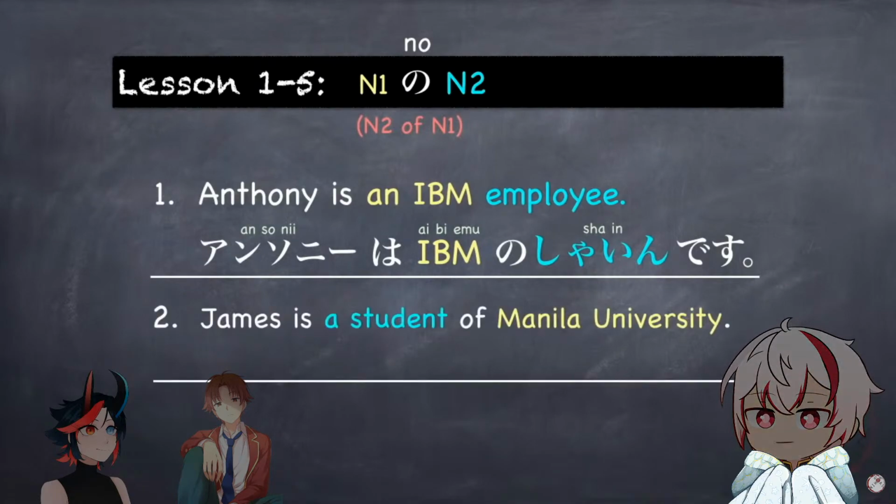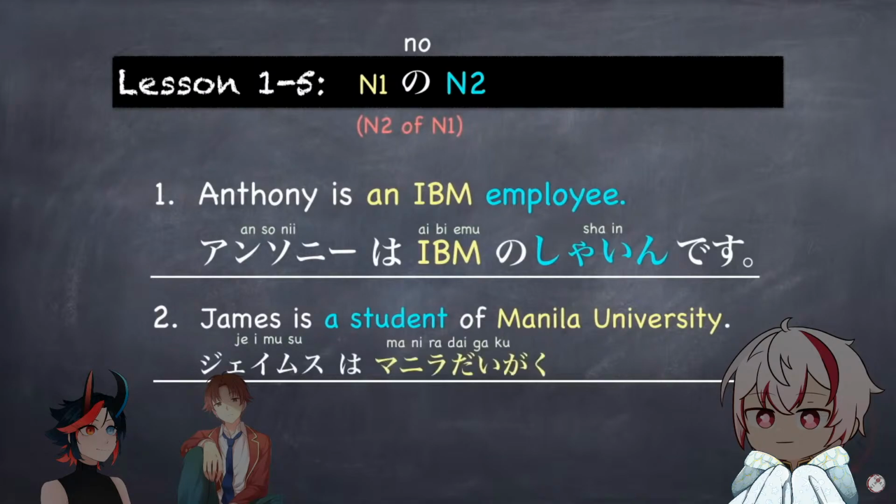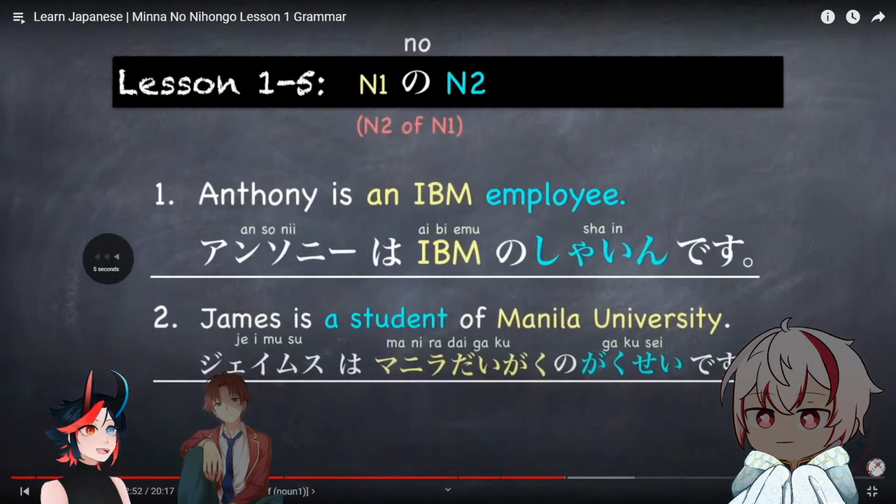Another example is, James is a student of Manila University. Our N1 is Manila University and our N2 is student. So let's construct the sentence. James wa, or James-san wa, Manila Daigaku no gakusei desu. James is a student of Manila University. James wa Manila Daigaku no gakusei desu.